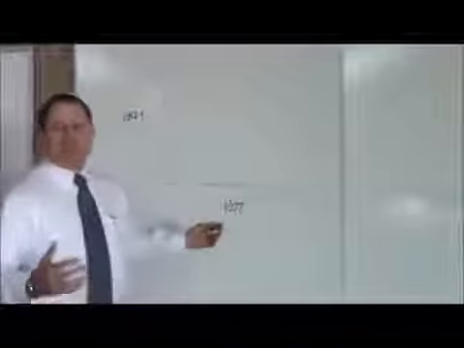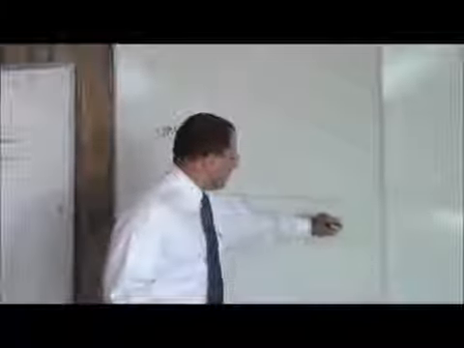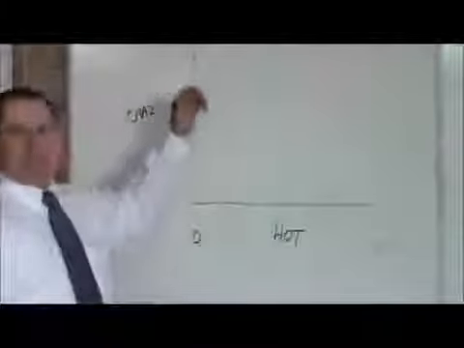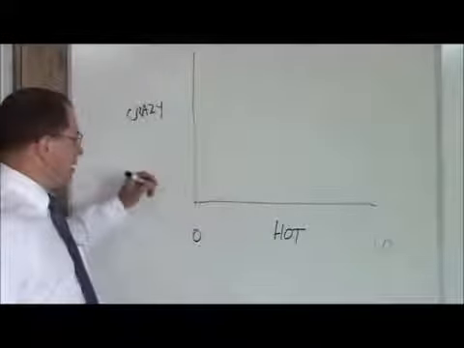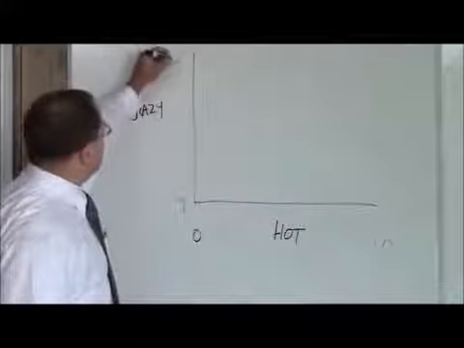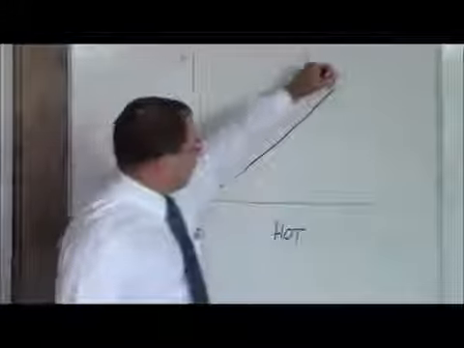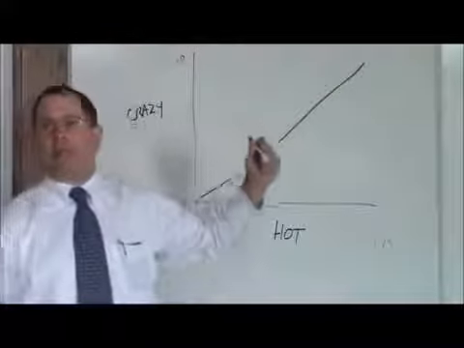Hot is, as usual, measured from 0 to 10. We're all familiar with that. Crazy is measured from 4 to 10 because, of course, there's no such thing as a woman who's not at least a 4 crazy. So you got 4 to 10. This is your hot crazy line right here. Very important that you keep in mind where the hot crazy line is.